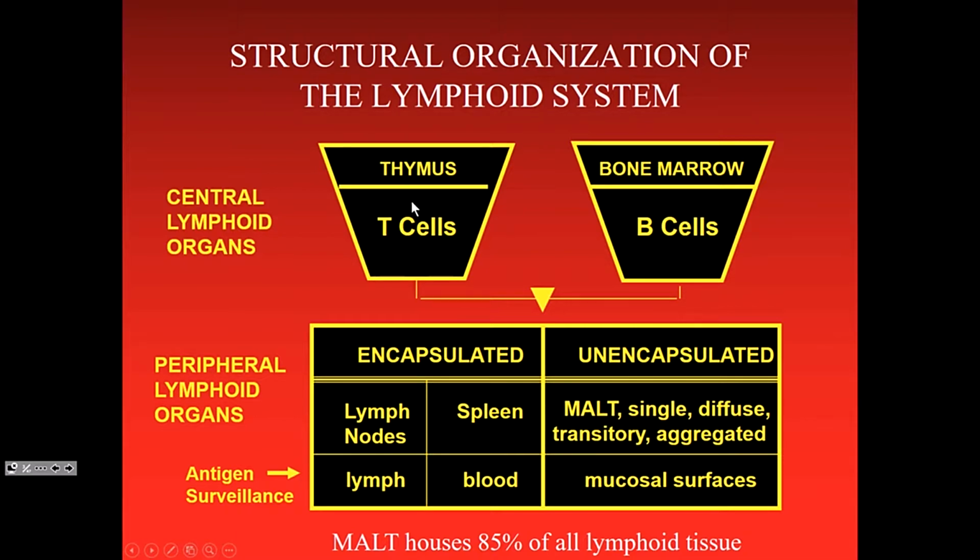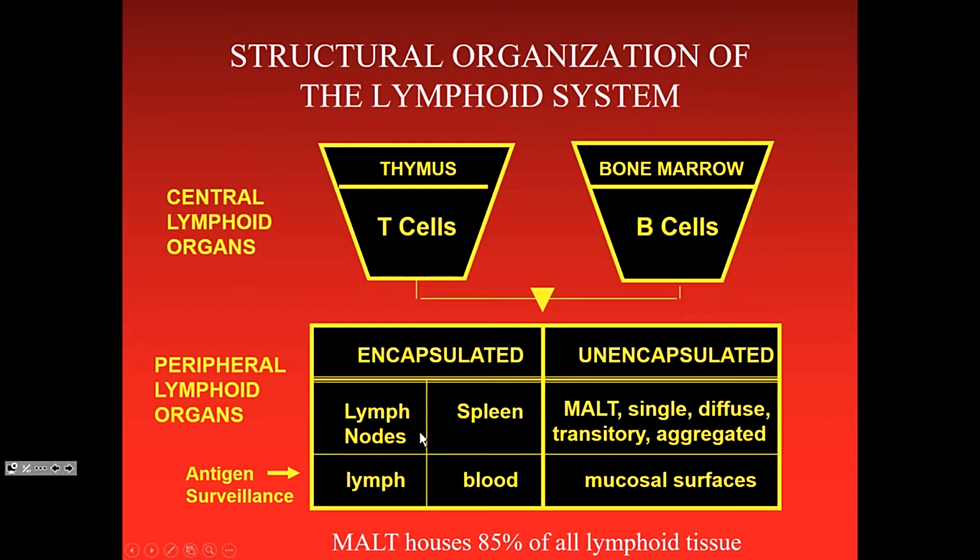Thymus produces T cells, T for T cells, thymus, B cells, bone marrow. Everything else is peripheral. So we can have single cells, sometimes called the mucosa-associated lymphatic tissue. So mucosa is the lining of the GI tract, respiratory tract, reproductive tract, right? Mucosa. And you can have single cells. Sometimes you can have an aggregation which is somewhat diffuse, and it can be transitory. It comes and goes. Sometimes it's not so transitory, it's aggregated, like tonsils.